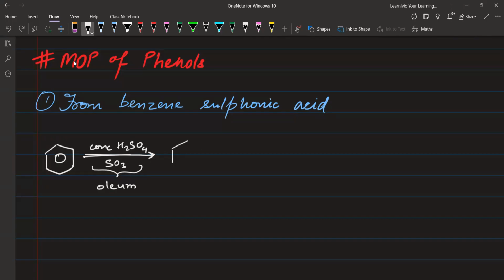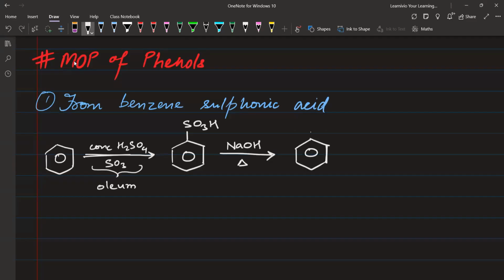This will give you benzene sulfonic acid, which has the structure in which the benzene ring is connected to SO3H. Once you add NaOH here and heat it a bit, you will get sodium phenoxide, the benzene ring connected with ONa. Add H plus and water, you will get phenol. When you add NaOH and heat it, obviously you get sodium phenoxide because we have a basic condition, and the H atom of phenol will be replaced by Na.